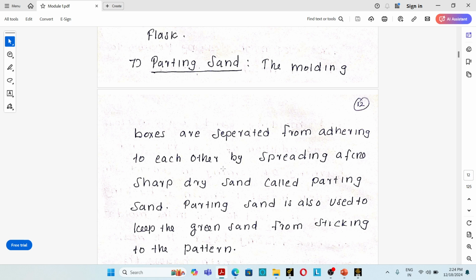And also the parting sand is sprinkled over the pattern surface for easy removal of the pattern. So that's the purpose of parting sand and why we are using it. Parting sand or silica sand with highly sharp abrasive particles are commonly used.